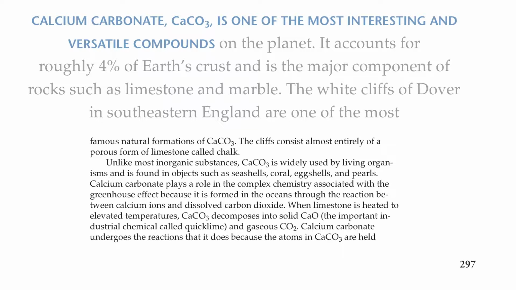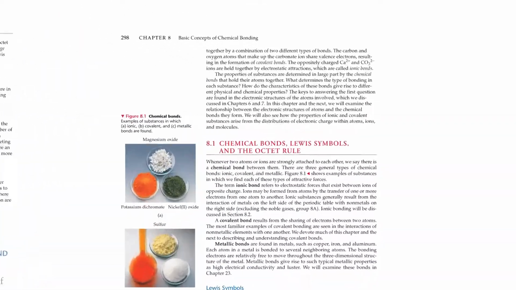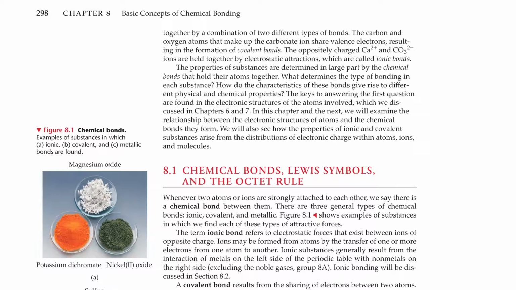When limestone is heated to elevated temperatures, calcium carbonate decomposes into solid calcium oxide, an important industrial chemical called quicklime, and gaseous carbon dioxide. Calcium carbonate undergoes the reactions that it does because the atoms in the carbonate are held together by a combination of two different types of bonds. The carbon and the oxygen atoms that make up the carbonate ion share valence electrons, resulting in the formation of covalent bonds. The oppositely charged calcium and carbonate ions are held together by electrostatic attractions, which are called ionic bonds.